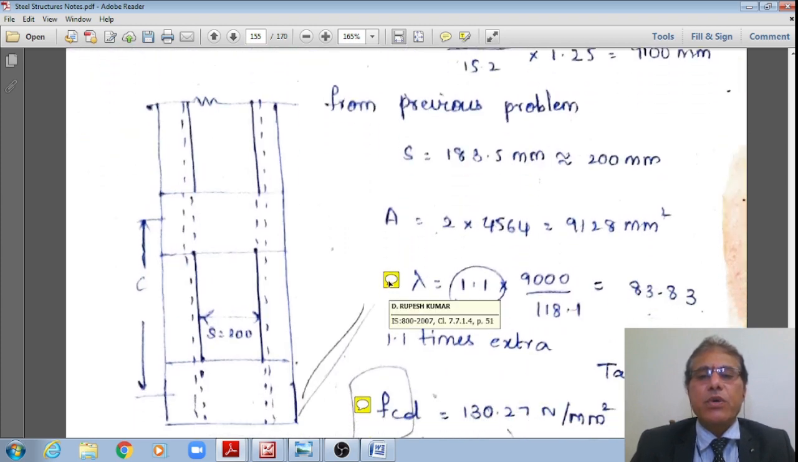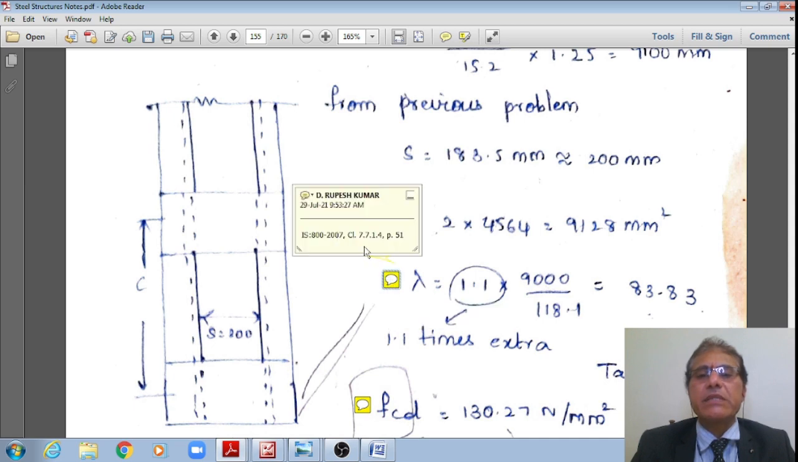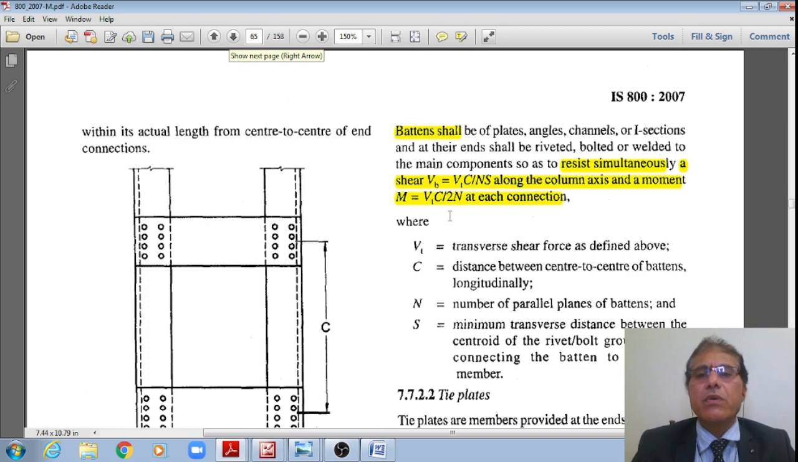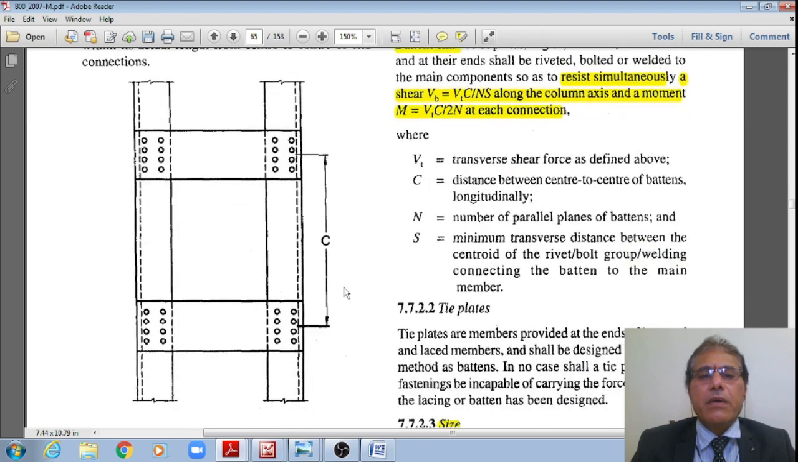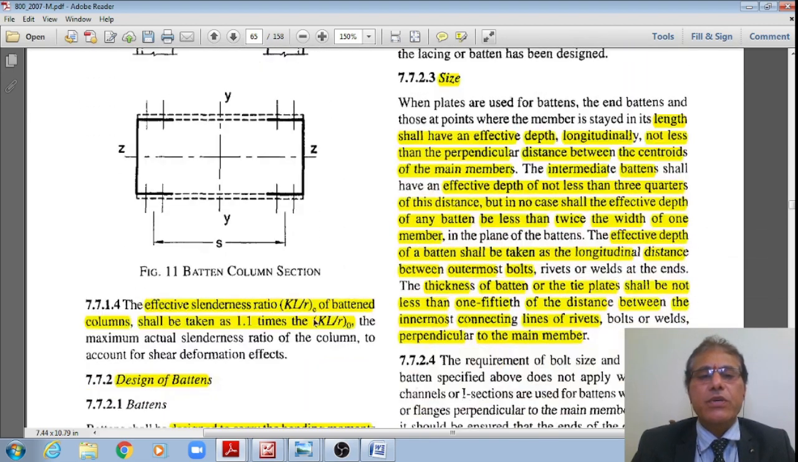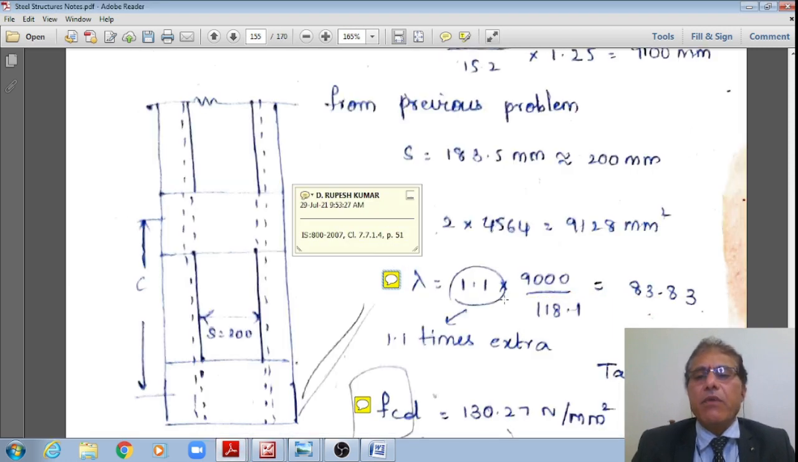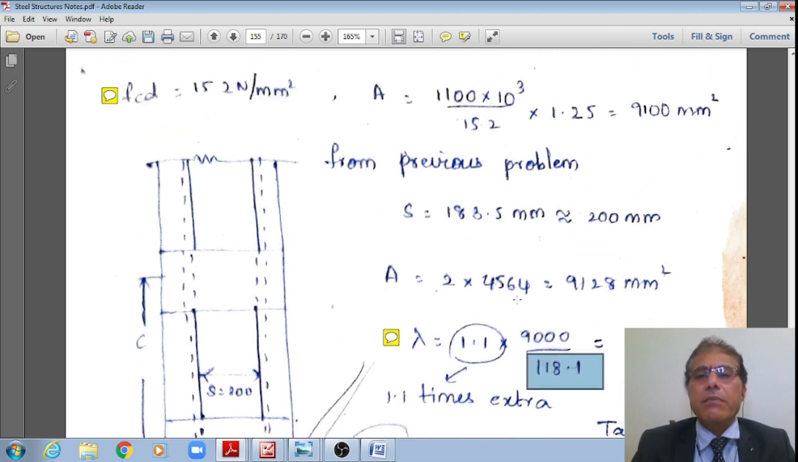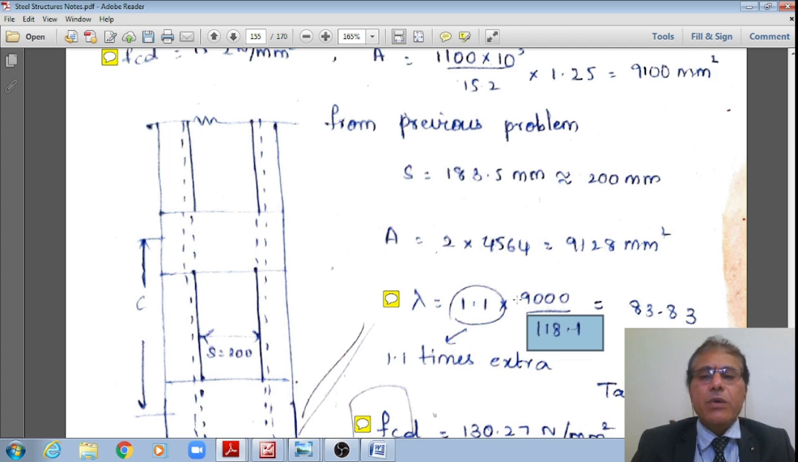Wherein the slenderness ratio as per IS 800:2007, clause 7.7.1.4, page number 51. Just now we have seen that page number 51. As per this, the slenderness ratio shall be 1.1 times KL by r naught, that we have just now examined. Therefore, I'm recalling that same 1.1 times this length, 9000, divided by 118.1. Please make a note, because Rxx is equal to 118.1 and Ryy was around 23.6.